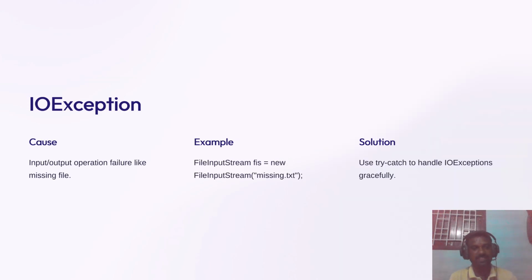Next, we are going to see the IO exception. The main cause for this exception is an input-output operation failure, like a missing file. For example, FileInputStream fis equal to new FileInputStream("missing.txt"). This is a simple example. The solution is to use a try-catch block to handle the IO exception gracefully. Using a try block and a catch block, you have to identify whether the file is available or not.